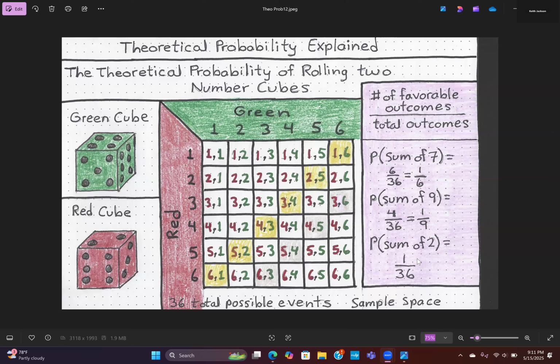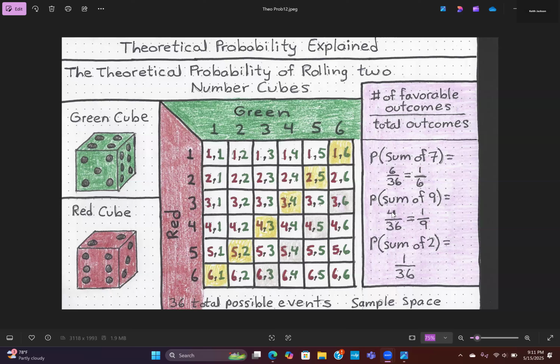And let's say we wanted to get the sum of just 2. Well, here we are right here. We got a red 1 and a green 1. And that's our only chance of getting 2 out of 36, right? Getting a sum of 2, because this is our only outcome right here, our only event that can happen in order to get a sum of 2.